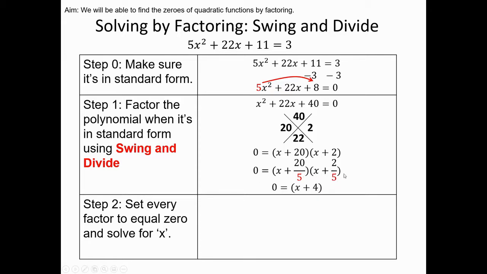Right here, though, that's not going to work so well. Can 5 go into 2? No, it can't even simplify. So after you simplify the fraction as much as possible, you're going to swing that 5 back into the front, and we're going to have 5x plus 2. And this is the answer right here, guys. Remember, it's called swing and divide.